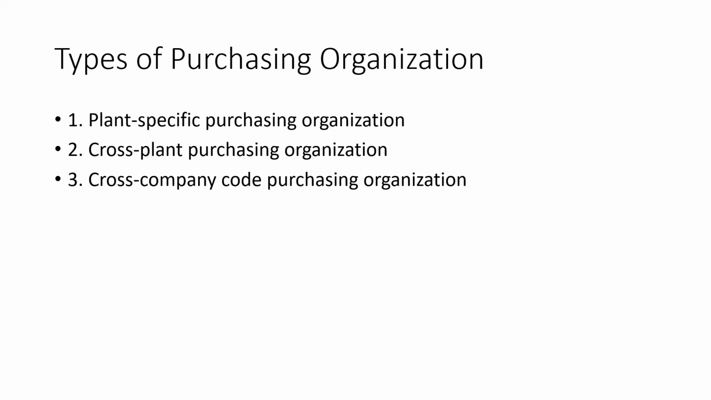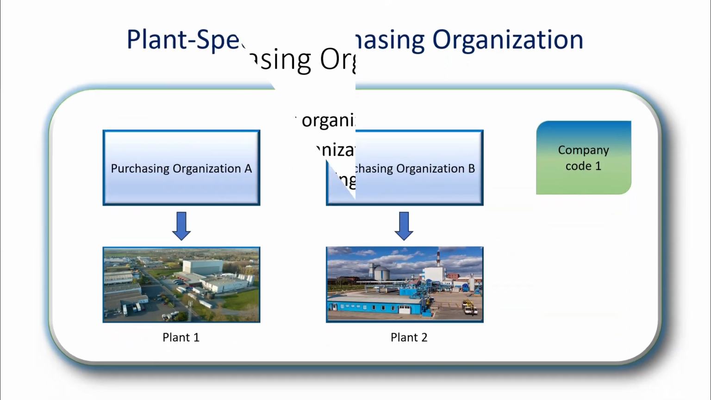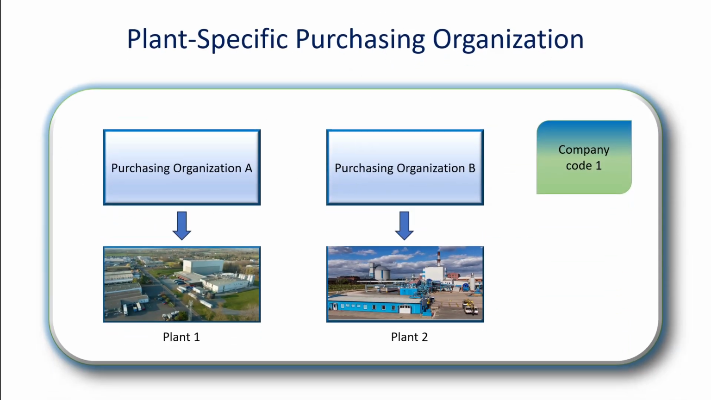Now let's see the types of purchasing organization. First one is plant specific purchasing organization. Second, cross plant purchasing organization. And third one, cross company code purchasing organization. Let's see one by one.